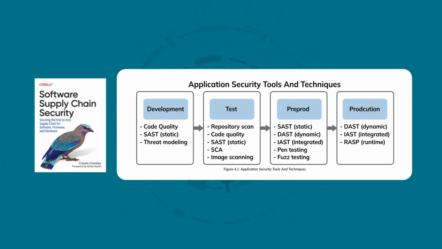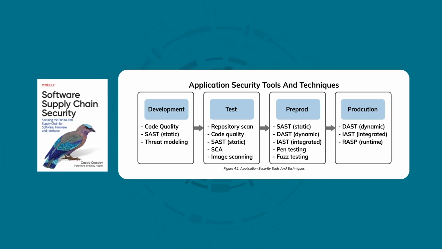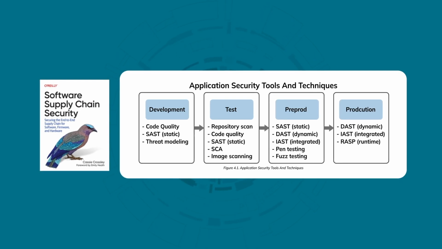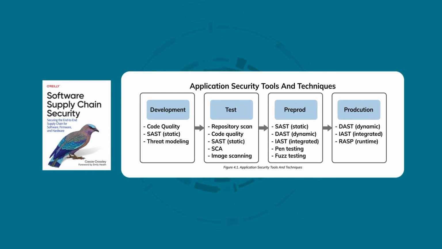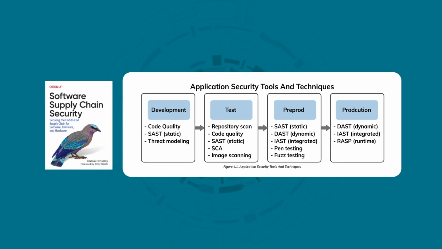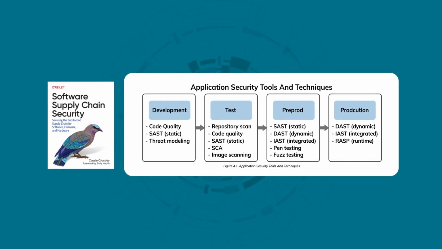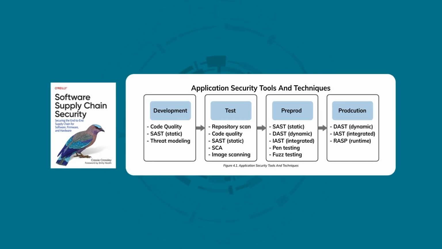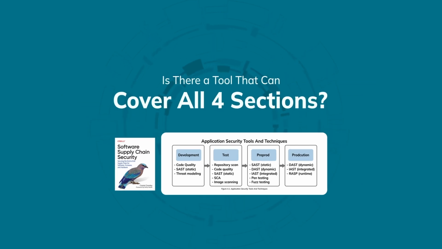If we look at chapter 4, it was a significant chapter, and I was looking at figure 4.1, the first figure there. It talks about application security tools and techniques spanning across the development lifecycle. Would it be advantageous, or is there a tool that can cover all 4 of these sections? I'm sure that you use a lot of different security tools. But would it be advantageous if one tool is able to cover multiple parts of the effort?